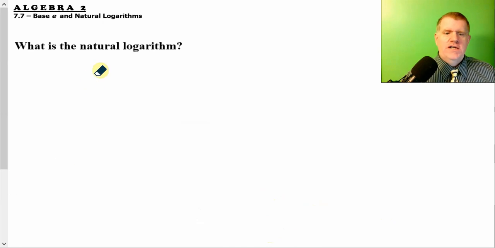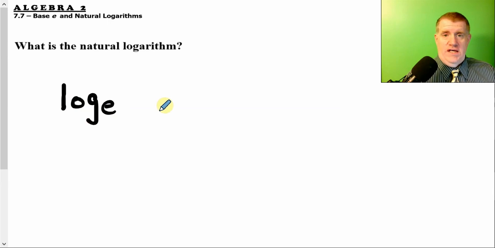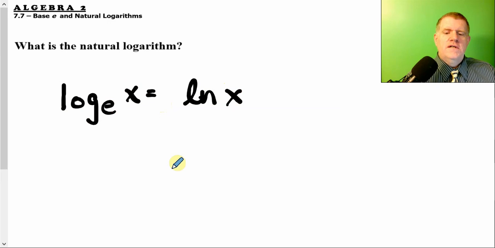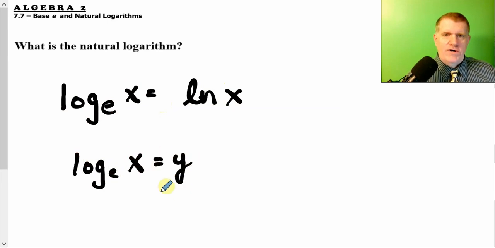What is a natural log? A natural log is a log that has a base of e. Okay? So since we're going to now call this the natural log, then what's its inverse? If I say that the log base e of x equals some number y, and I rewrote this, then this means e to the y equals x.